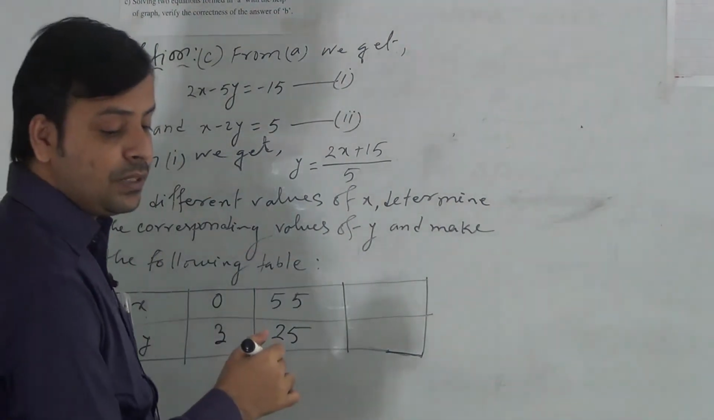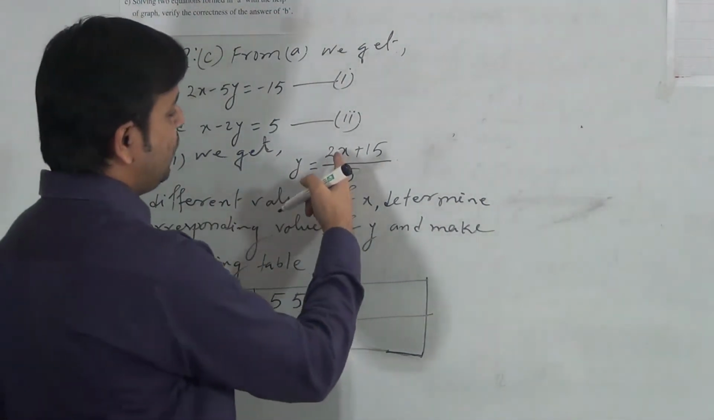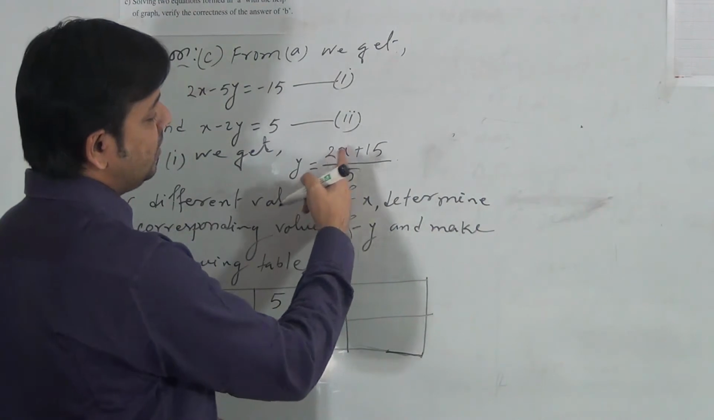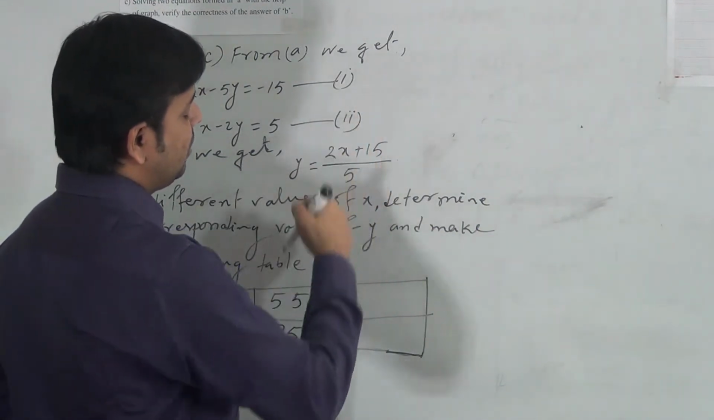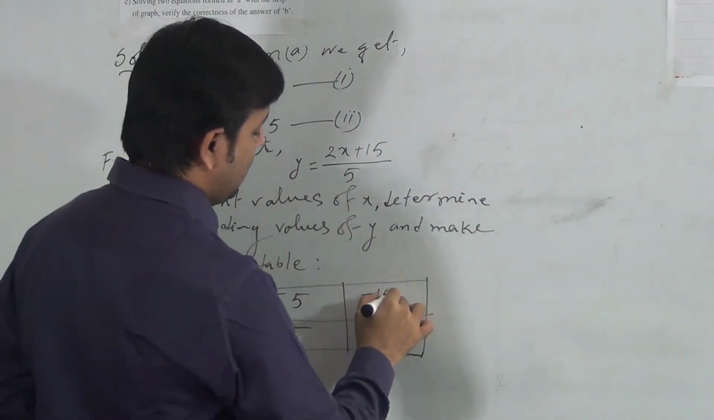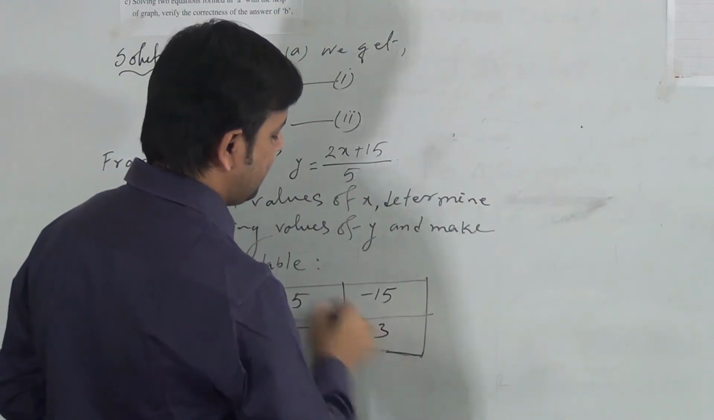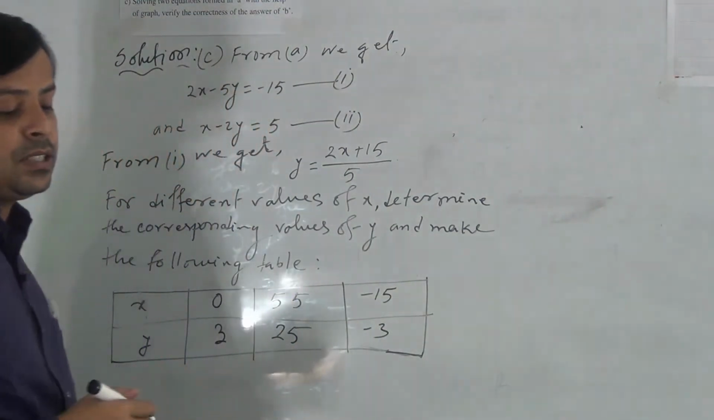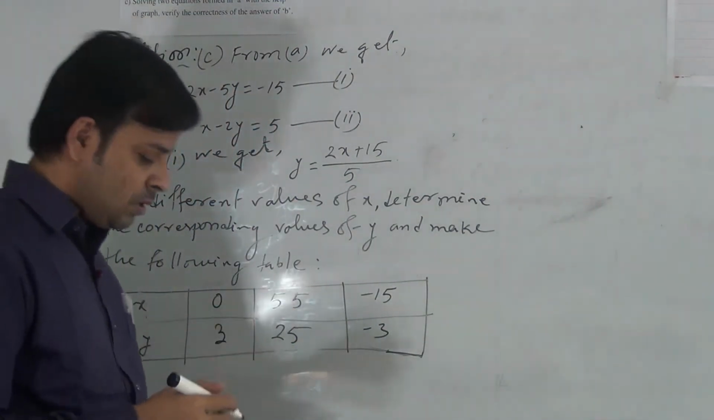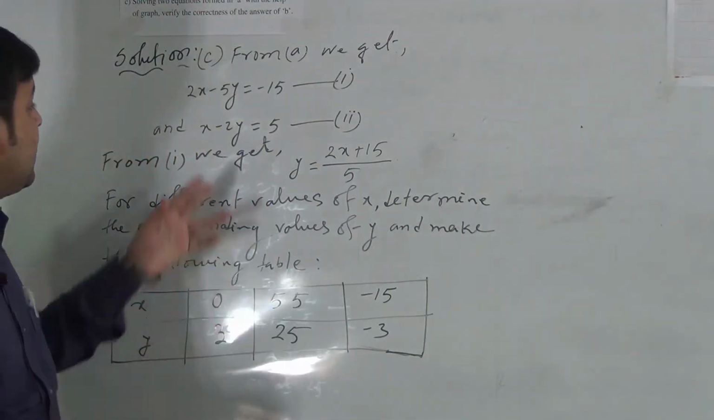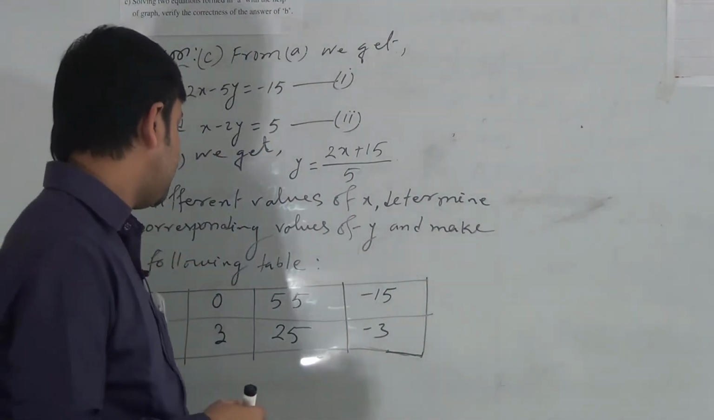Now another point we can take minus 15. If we take minus 15, this will be minus 30 plus 15. So it will be minus 15. So if we divide by 5, it will be minus 3. Now we have to make another table from equation 2.